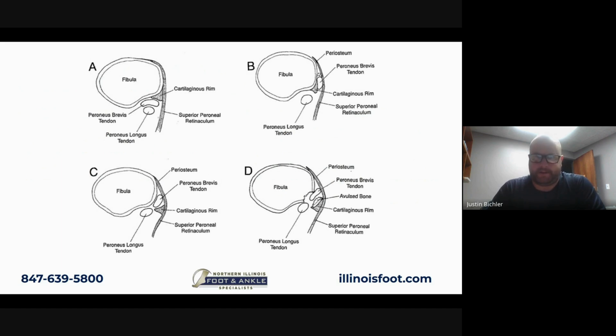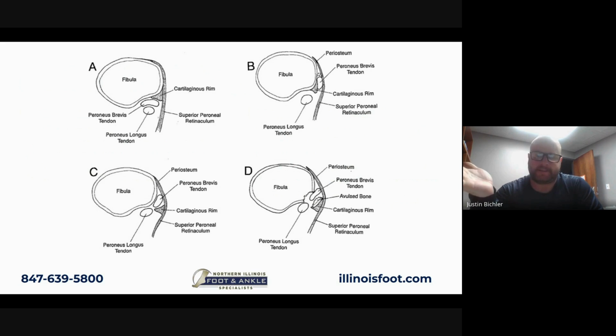This is just a little slide on anatomy. This is the distal fibula and really the lateral malleolus at the level of the ankle joint, where the brevis sits right behind the fibula in the fibular groove. And then the longus is behind it.